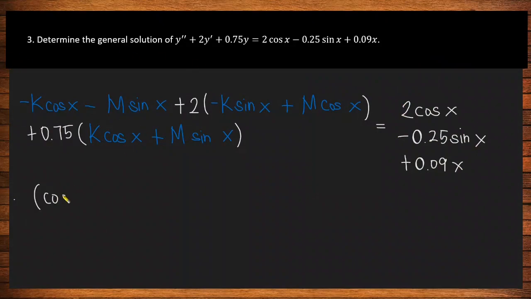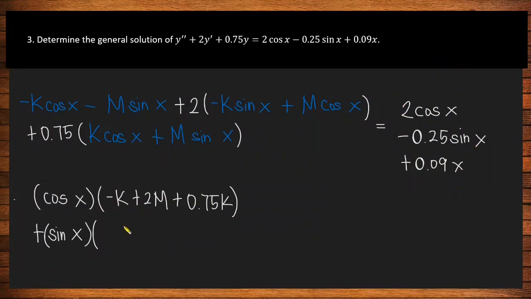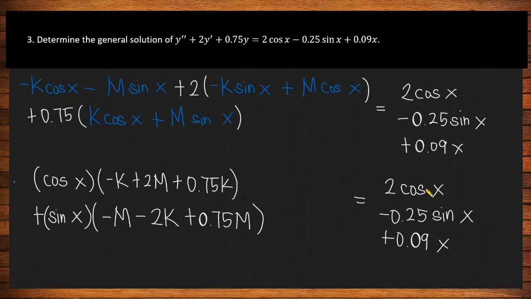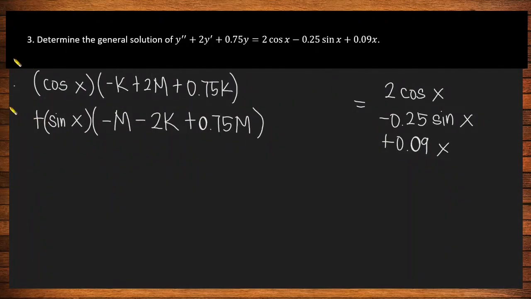And then after simplifying and combining like terms, bali yung gagawin natin is we will compare the coefficients of the cosine and sine na terms. So sa left side ng equation natin, we can see na yung coefficients ng cosine of x na term is negative k plus 2m plus 0.75k. And then sa right side naman, yung coefficient ng cosine natin is 2. So, simplifying the coefficients of the cosine x na term sa left side, we will have 2m minus 0.25k and this will be equal to 2.